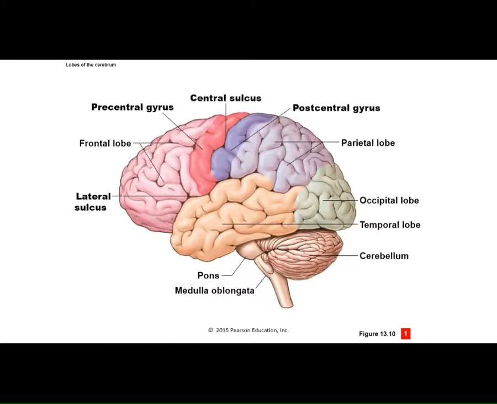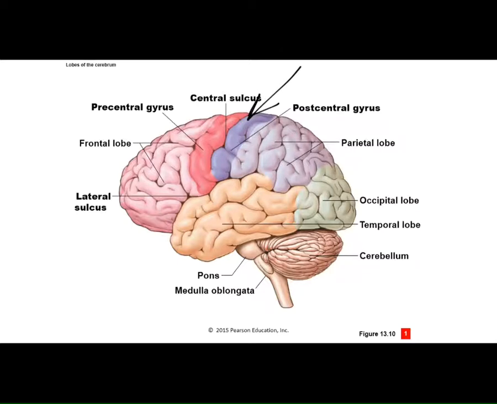Okay. Remember, too, about the pre- and post-central gyrus? You remember this story? That we're up in the cerebrum. So in the cerebrum, I heard someone say central sulcus earlier. What's the central sulcus? The divider between the frontal lobe and the parietal lobe.